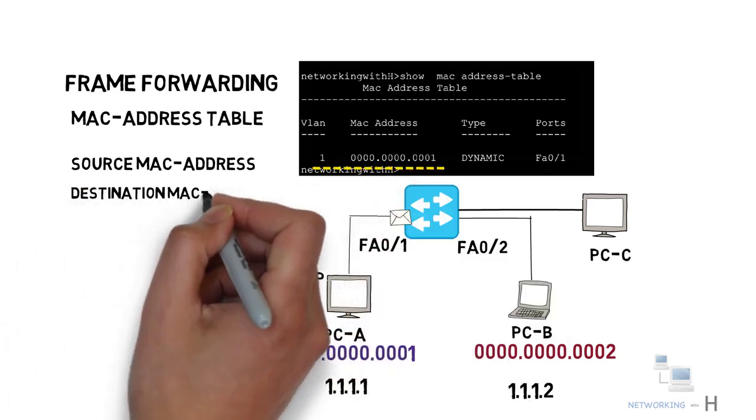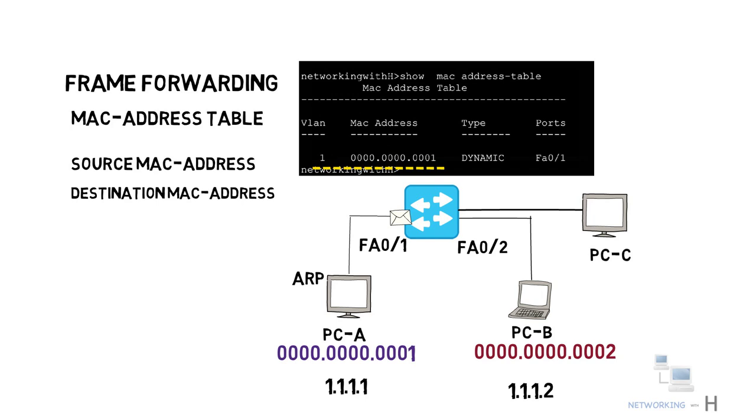After the switch has recorded the source address information, the switch examines the destination MAC address. If the destination MAC is not available in the MAC table, the switch floods the frame to all the ports except the ingress port. Then the destination device PC B replies to the frame with a unicast frame addressed to PC A.